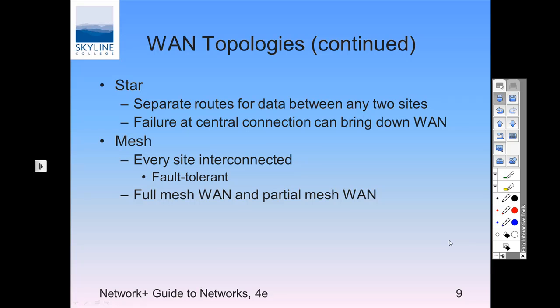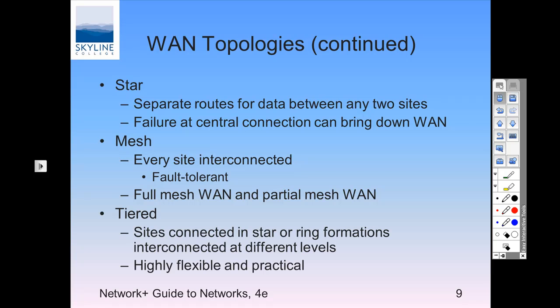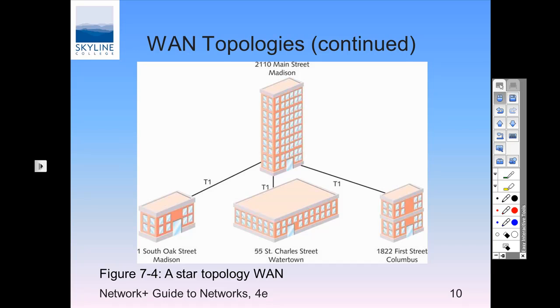A mesh, every site's connected to every other site, and a mesh is the one that's going to be fault tolerant. Typically, you're going to have a partial mesh where you connect your high speed, high value locations together, and then everybody else is kind of on their own. Full mesh and partial mesh are going to be expensive, because you got to buy all those connections. Tiered: sites are connected to star and ring formations, interconnected at different levels. Got some flexibility with these things.